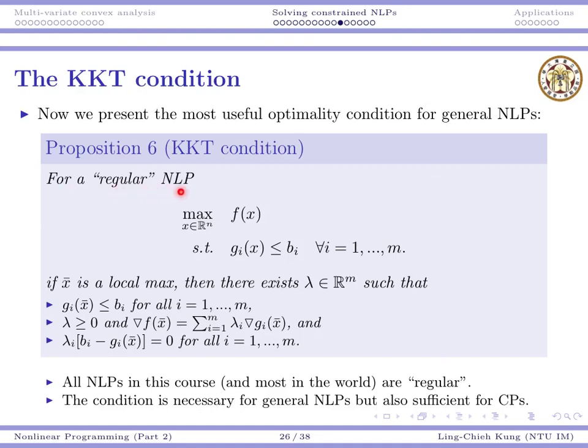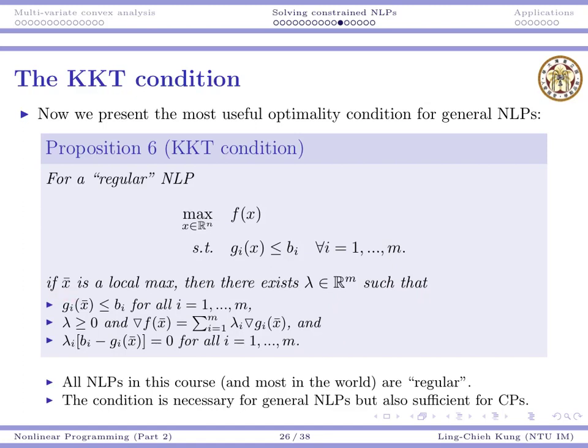First, given any regular nonlinear program, in this format, maximizing something subject to inequality constraints. Suppose x bar is a local maximum, then I'm giving you a necessary condition. If x bar is a local max, then we may find a vector lambda. Lambda has lambda 1 up to lambda m, where m is the number of constraints. We may find a vector lambda such that the following three things are satisfied.